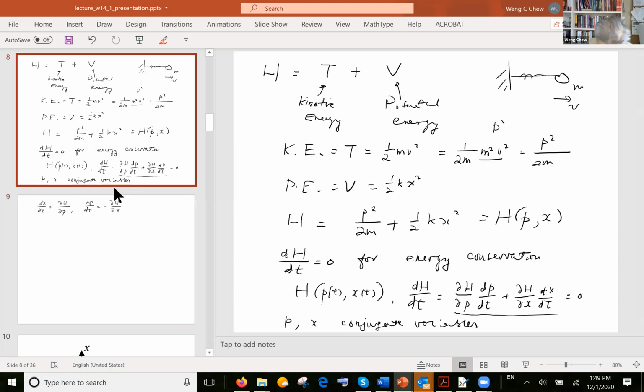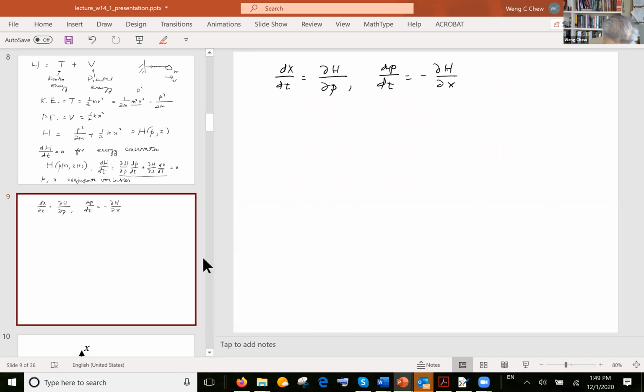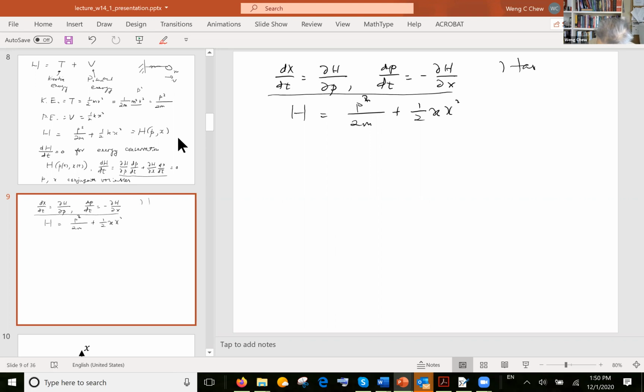Okay, you can look at this equation. One way for it to be 0 is to have these two things varying in this manner. If dx/dt is chosen to be dh/dp, and then dp/dt is chosen to be the negative of dh/dx, then this would be 0. And then you can use this Hamiltonian that we have written down. If you use the fact that the Hamiltonian is given by p squared over 2m plus half kappa x squared, and using this equation, these are also called the Hamilton equations.